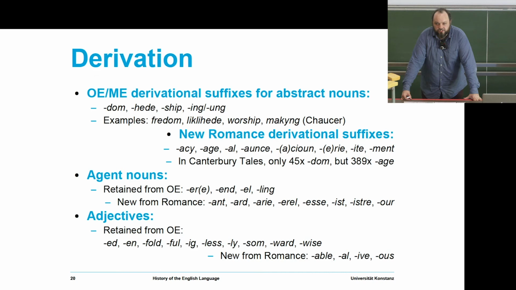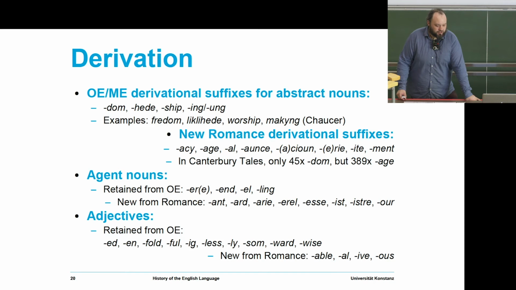So we get, as well as the old noun suffixes, this is just abstract nouns, dom, hood, which is like modern hood, ship, and ing and ung. These suffixes are added to by Romance ones like acy, age, al, ance, ation, ery, ity, and ment. All of these are new suffixes that develop during the Middle English period.